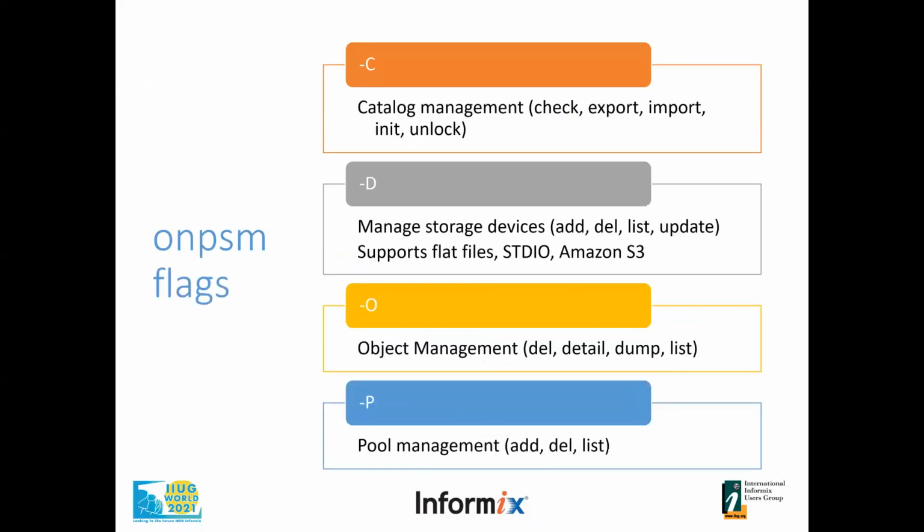So the command to run pretty much everything here is onpsm. It's got 4 main flags, and everything will come out from underneath them. The -C flags are actually managing the catalog. So you can check it, repair it if there's a corruption in it. You can export it, you can import it, you can initialize it, and you can lock and unlock it if you need to.